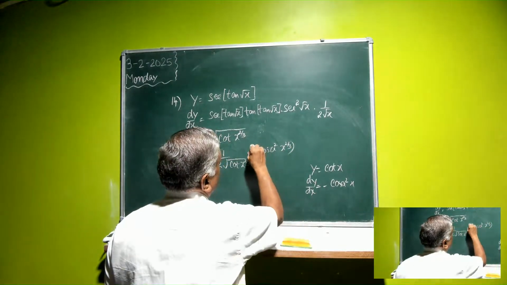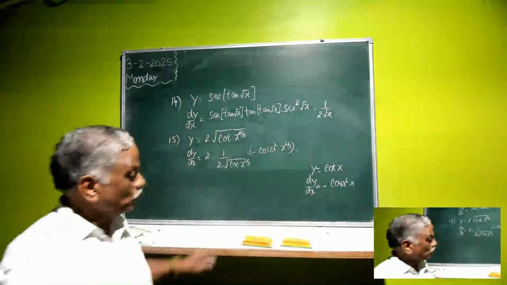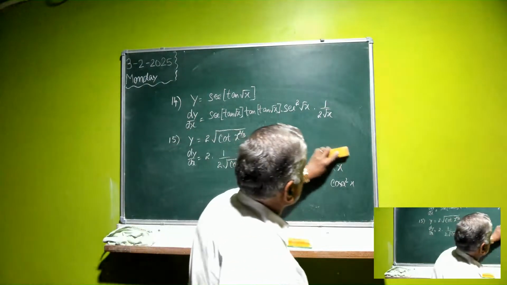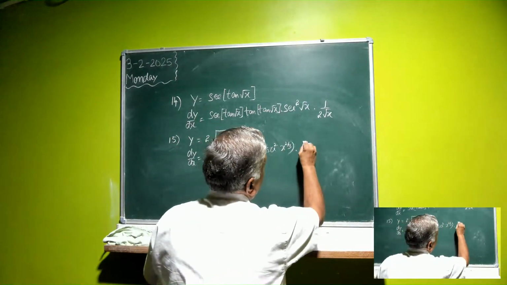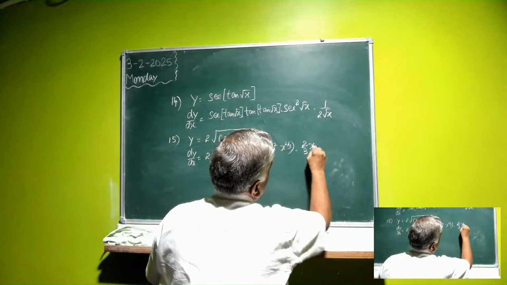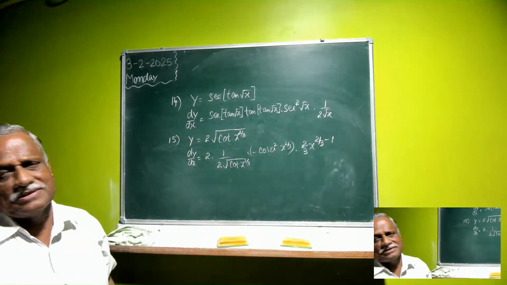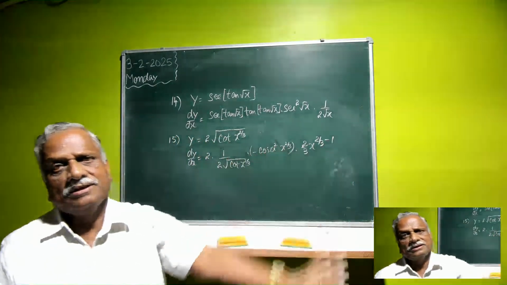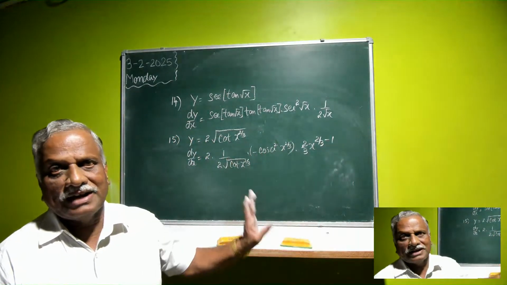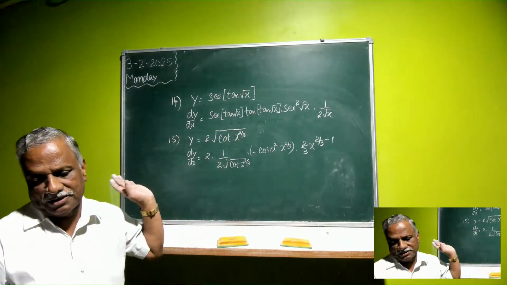This is what is given. I should differentiate x to the power of 2 by 3. That is 2 by 3 x to the power of 2 by 3 minus 1. I can leave it like that, or I can just write 2 by 3 minus 1 as minus 1 by 3. Or you can leave it like that because I have not asked you to simplify. You can leave it like that.